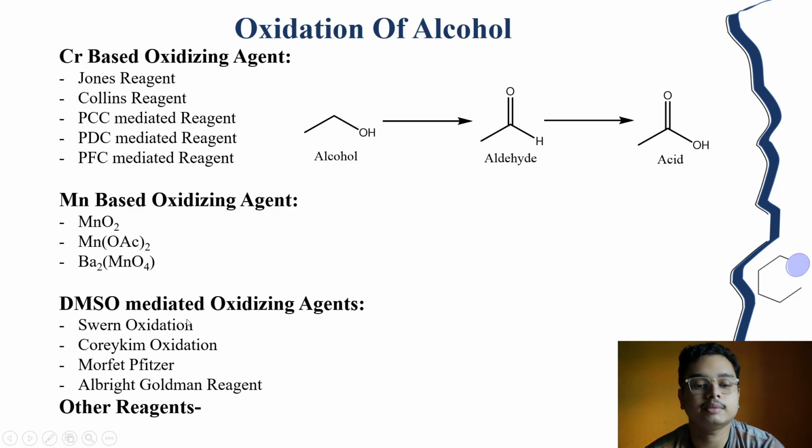And there are also DMSO-mediated oxidizing agents, such as the Swern oxidation, Kornblum oxidation, Moffatt-Pfitzner, and many more. There are other reagents as well. So what is the meaning of oxidation of alcohol? Oxidation of alcohol means that alcohol is initially transformed to aldehyde, and followed by more oxidation, it comes to the acid. So this is the overall scenario of our oxidation of alcohol.